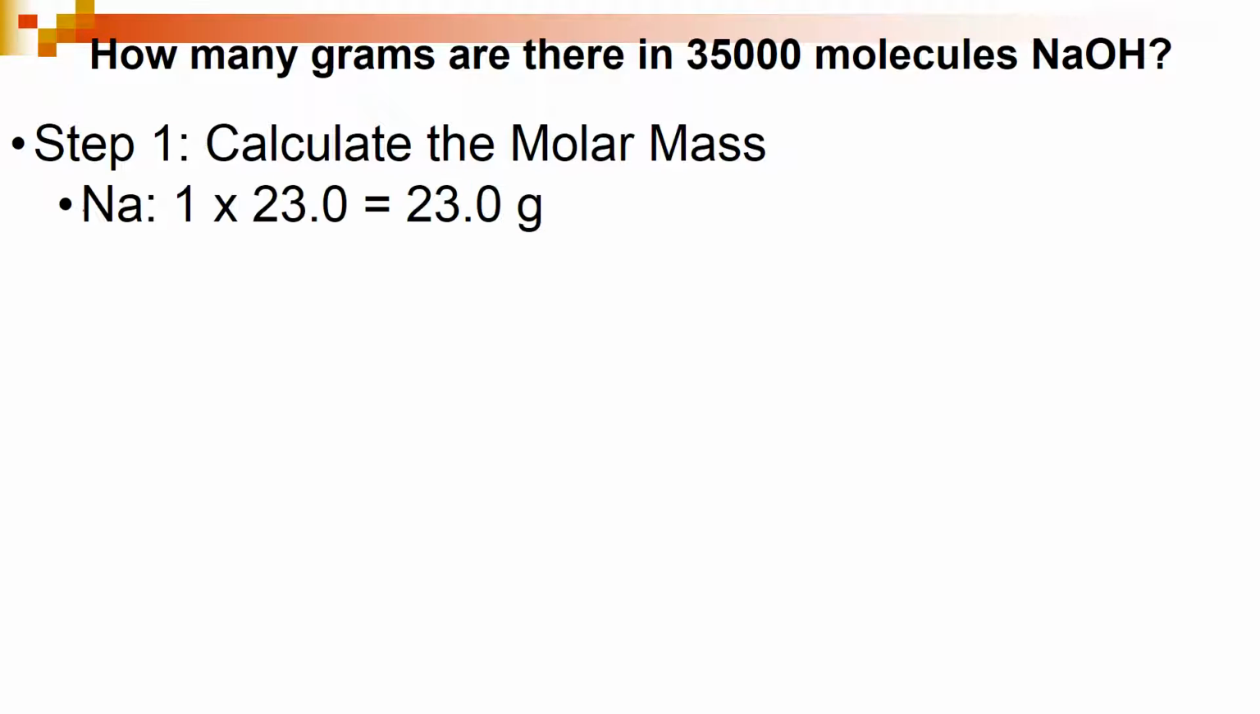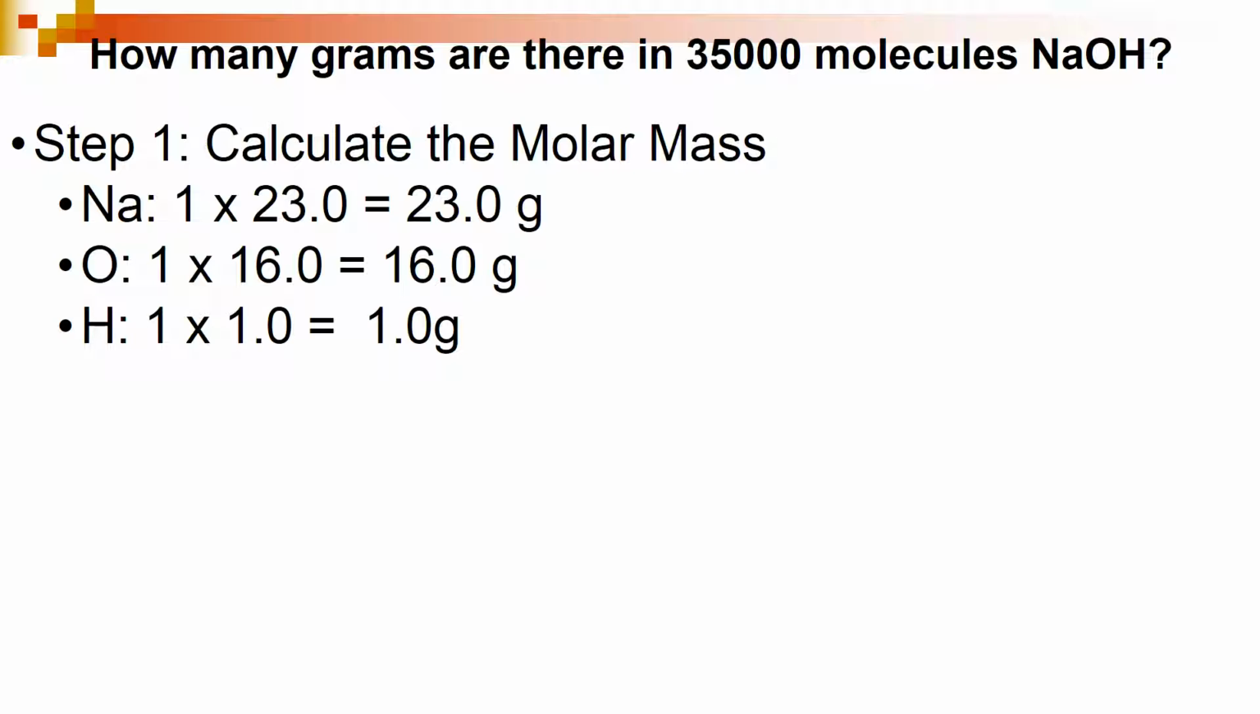primary conversion. So in sodium hydroxide, we have 1 sodium that bears a mass of 23 grams, and oxygen has a mass of 16 grams. Adding those together with the 1 gram from hydrogen, sodium hydroxide bears a molar mass of 40.0 grams per mole. Step 2, we have to formulate our plan.